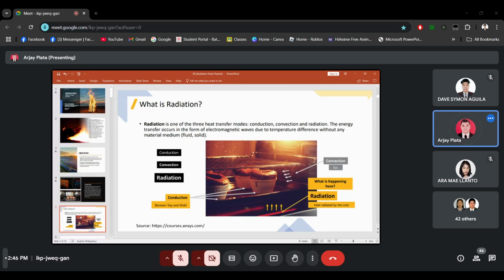So radiation is one of the three heat transfer modes: conduction, convection, and radiation. The energy transfer occurs in the form of electromagnetic waves due to temperature difference without any material medium, solid or fluid. So this is an example of a setting wherein all the modes of heat transfer are being considered. So we have here convection, conduction, and radiation.